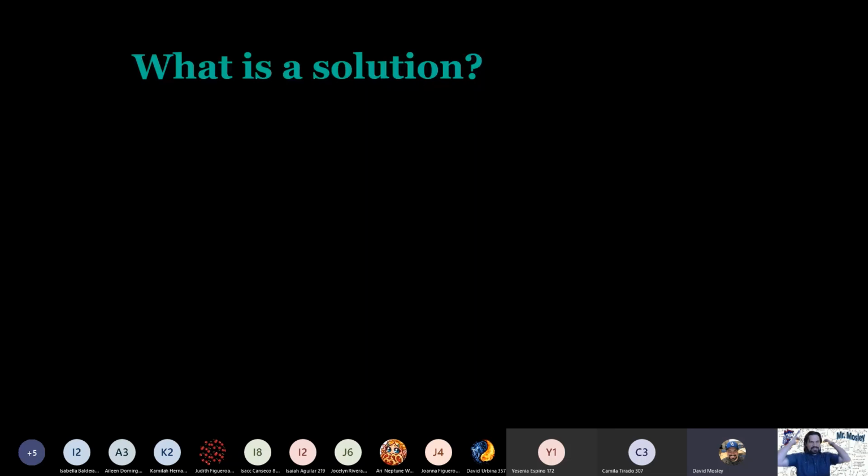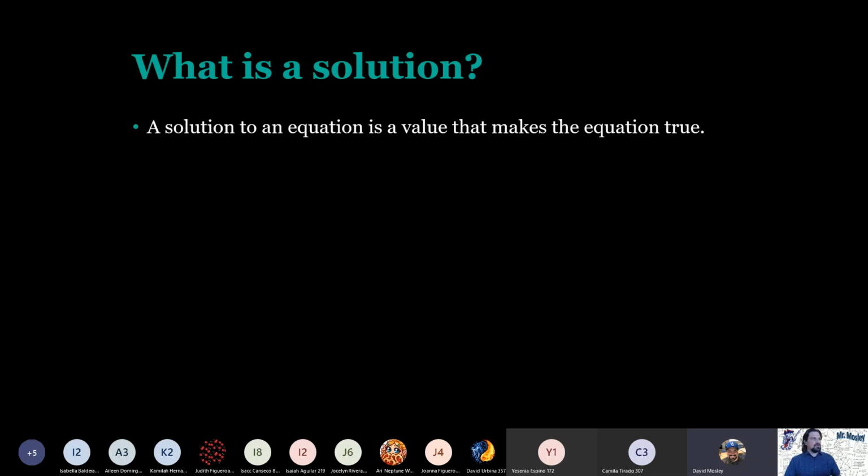So the first thing is, what is a solution? When we look at an equation, we look at a function, what does it mean to be a solution? A solution to an equation is a value that makes the equation true. That's what we would consider a solution to any equation. It needs to be true. The value needs to work.